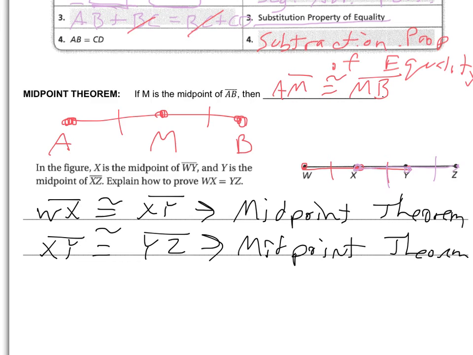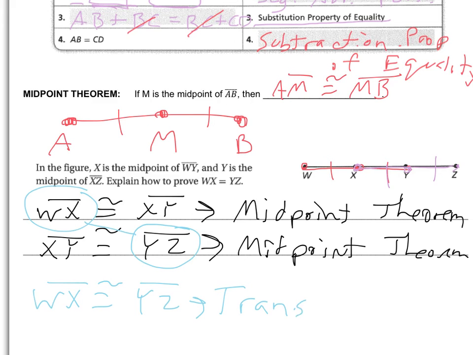Now what we have is WX congruent to XY. XY is congruent to YZ, so that means these two are congruent to each other. And the reason they're congruent is the transitive property. If you need to look back at the chart, look at that. Remember, that's A equals B, B equals C, therefore A equals C.